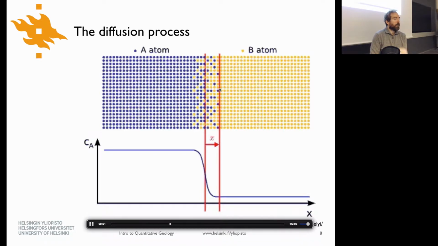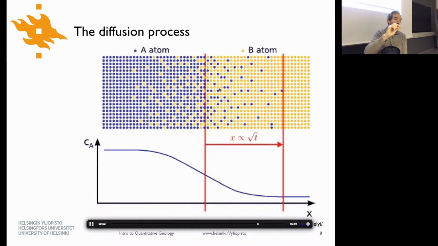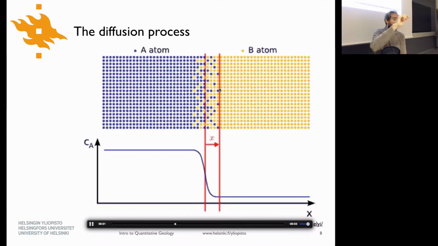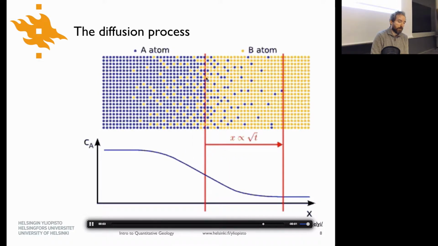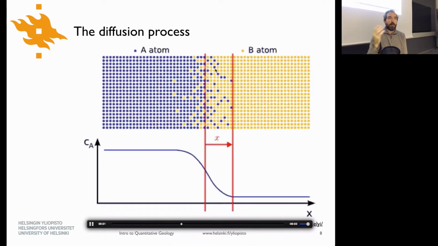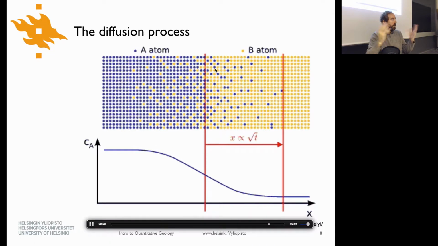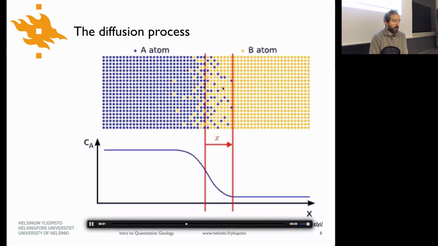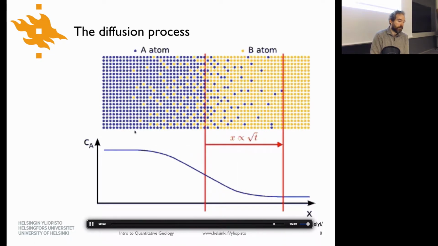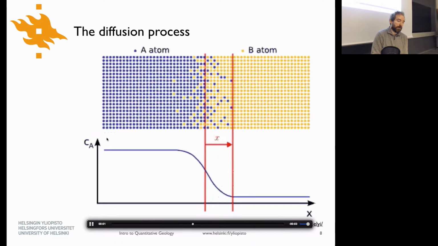If we were to follow any one of these individual atoms, they're basically just moving randomly in any of the 4 directions they could move. So if we assume you could move up, down, left, or right at any time, if you just allow things to randomly move, what will happen is that these 2 materials will mix over time.